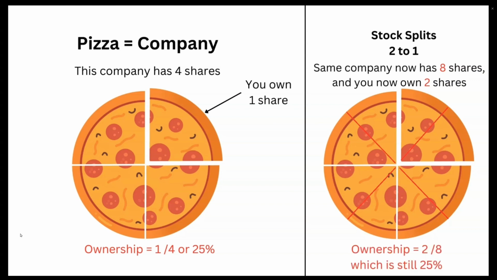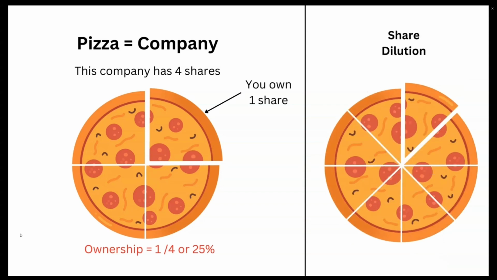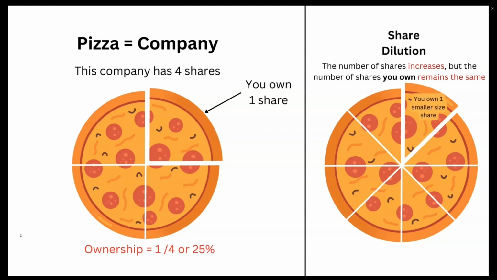With a share dilution, however, a company can decide to issue more shares by making the pieces smaller so that they have more slices to sell. For example, this company doubled the number of slices from 4 to 8. The number of shares you own, however, remains at 1. Your ownership changes from 25% to 12.5%.